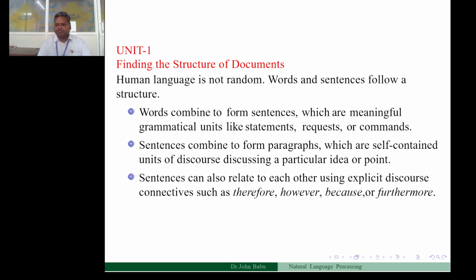We know that human language is not a random set of syllables, but human language is a systematic, very structured combination of words and sentences. Words combine to form sentences, and these sentences are meaningful and grammatical units, such as a sentence can be a statement, a request, a command, a question, an exclamation, many types. And every paragraph is formed from sentences. Paragraph will have certain topic, and sentences can have relation when we use certain connectives such as therefore, however, furthermore, because, so and so forth.